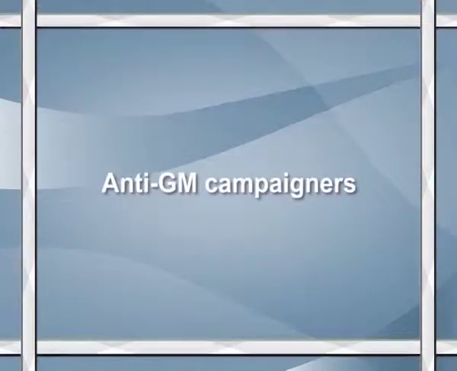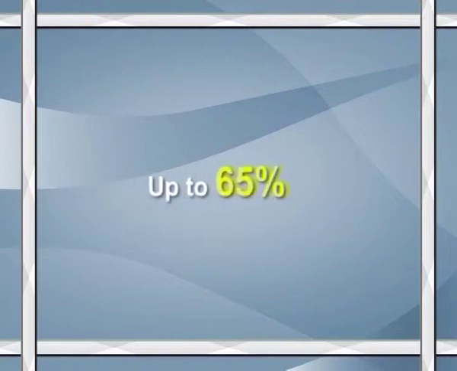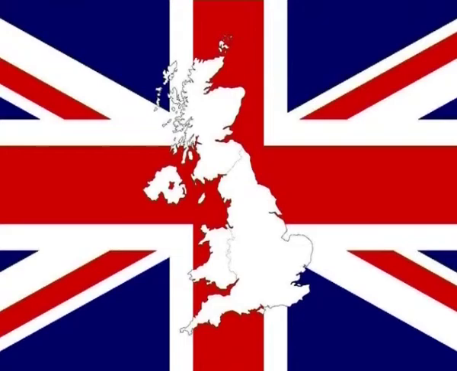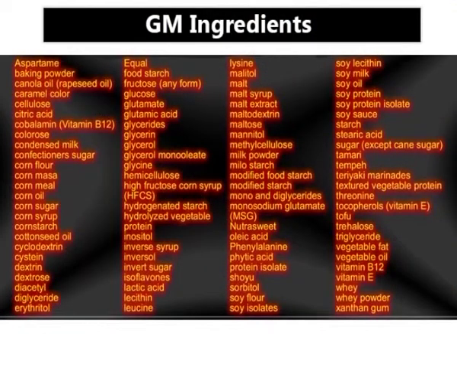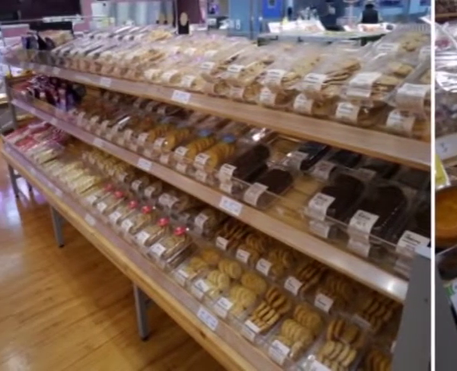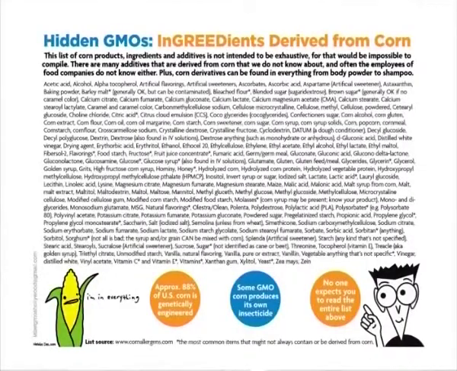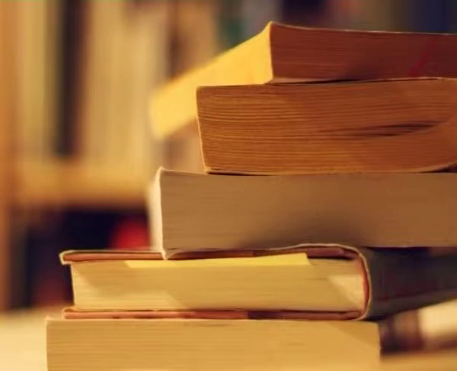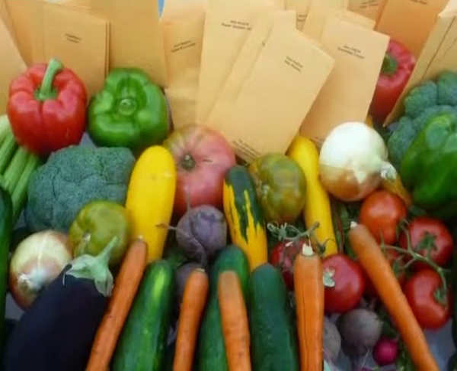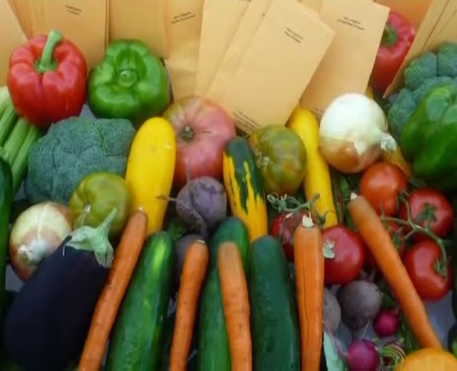This unavoidable decision fed right into the hands of anti-GM companies, who claimed that up to 65% of processed foods sold in the United Kingdom was made with GM ingredients, and the food packets in the shops seemed to bear this out. Consumers were being denied a choice. Newspaper articles and even entire books were devoted to lists of GM-containing and GM-free products, although they were often rather misleading.